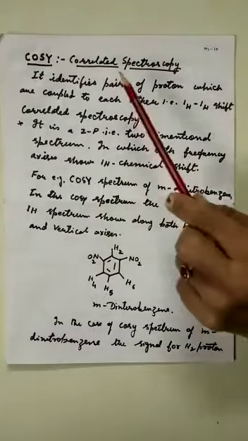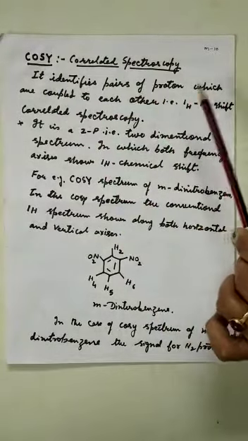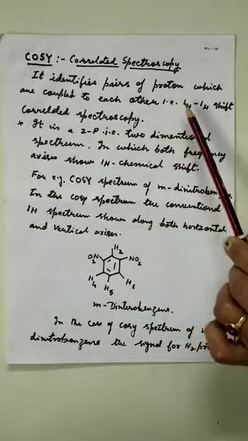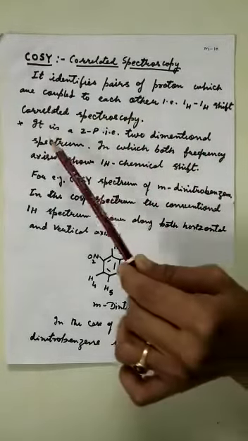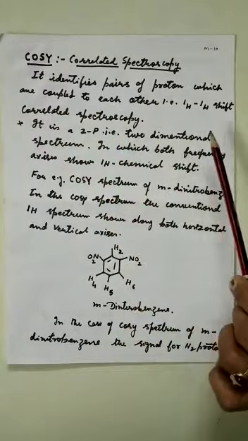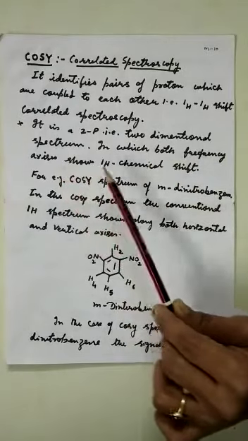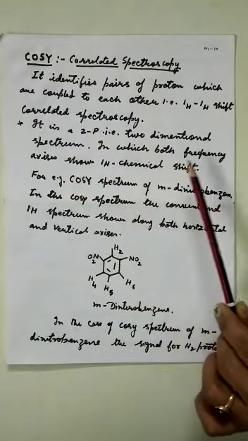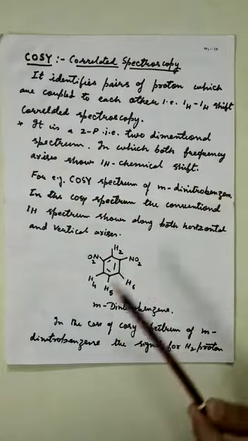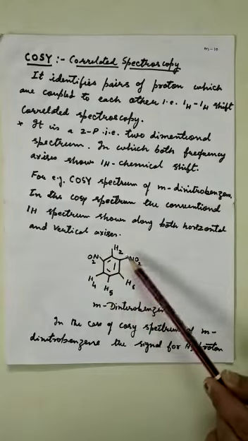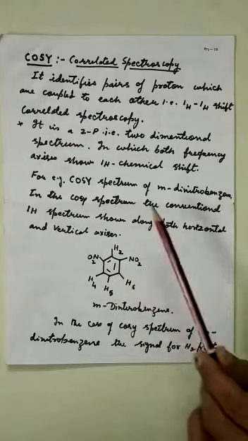COSY, correlated spectroscopy. It identifies the pair of protons which are coupled to each other, that is H1 shift correlated spectroscopy. It is a two-dimensional spectrum in which both the frequency axes show the H1 chemical shift. For example, the COSY spectrum of meta-dinitrobenzene. This is meta-dinitrobenzene, 1, 2, 3, 4, 5, 6.